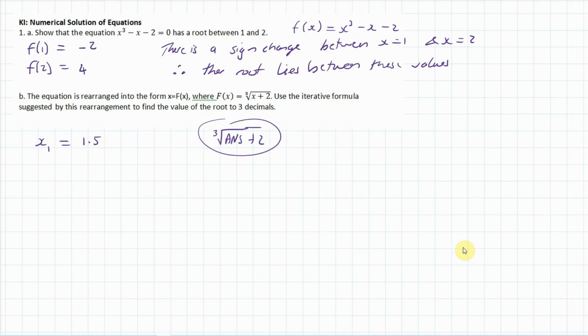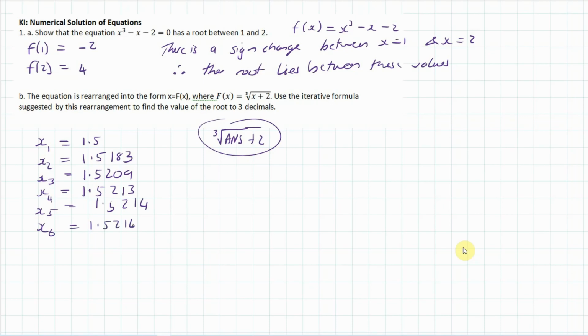So let's go ahead and try that. So go 1.5 equals, that's now stored as answer, and then I go cube roots, so where's my cube root button there, answer plus 2 equals. Okay, so my next answer is 1.5183. And then I'm going to go x3 equals 1.5209. And there's x4 equals 1.5213. Then x5 is equal to 1.5214. x6 is equal to 1.5214. Looks like we're getting pretty close.